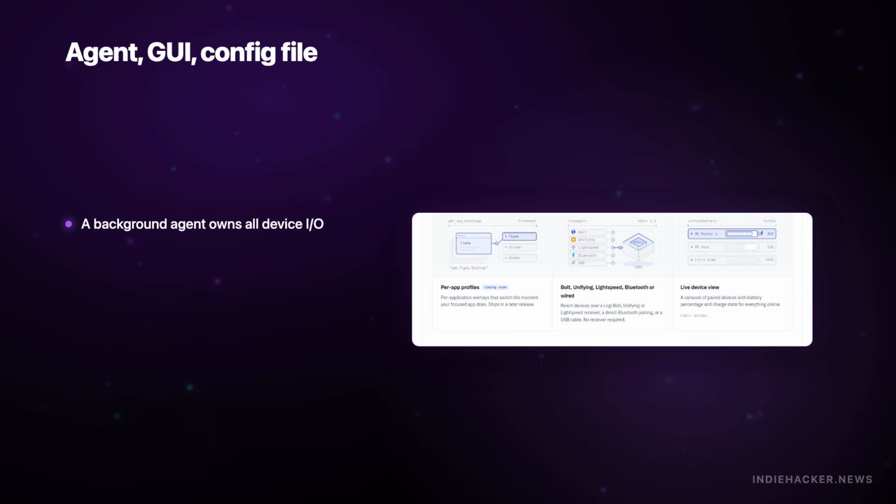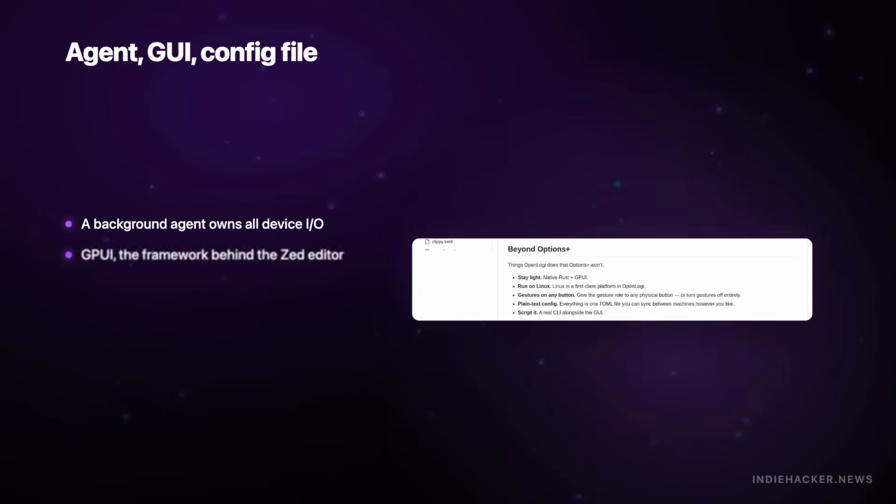A background agent owns every bit of device input and output, and a separate interface talks to it over local calls, which means you can close the window entirely and your bindings keep working. That interface is built on GPUI, the GPU accelerated framework behind the Zed editor, which is an unusual pick for a settings app and a big part of why it isn't sitting there eating half a gigabyte of memory.